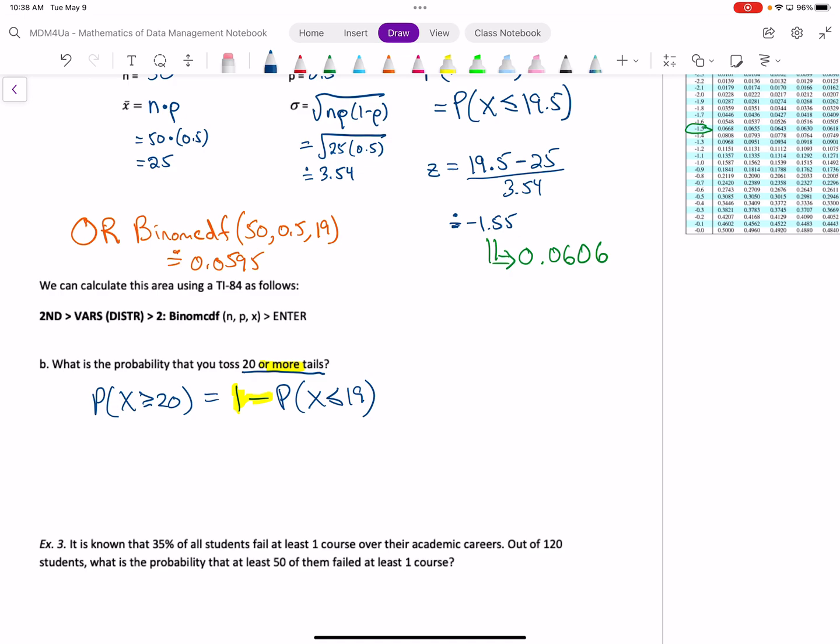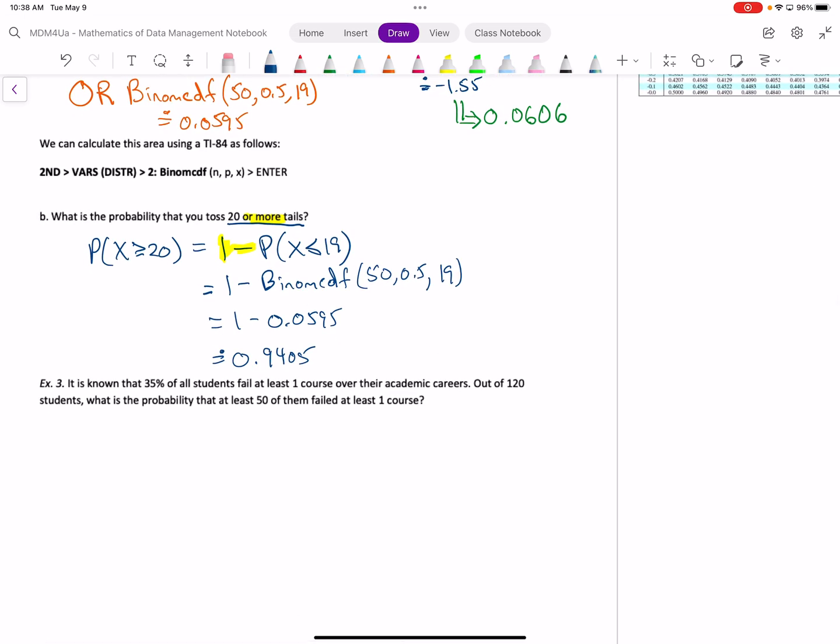So again, you would still do 1 minus, I'll just put it back in, binomCDF of what we had above, 50, 0.5 and 19. And so we get 1 minus 0.0595, which comes out to 0.9405. Any questions on that?